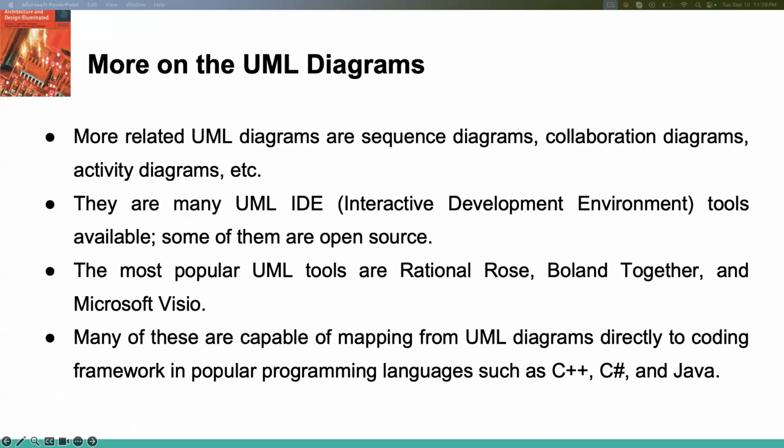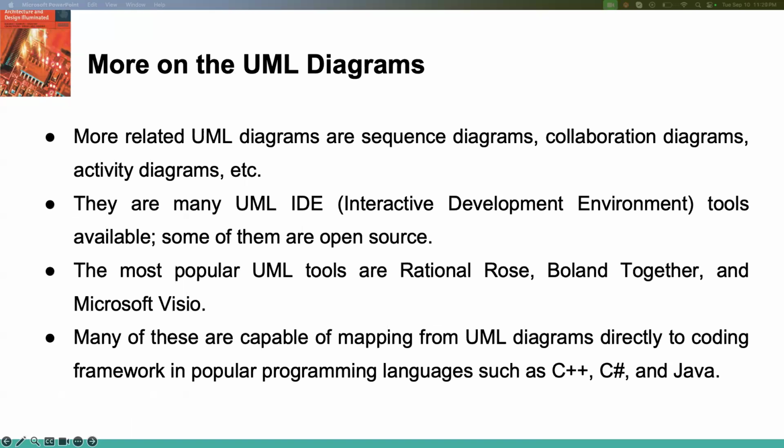Let's dig more into the UML diagrams. In addition to the structural and behavioral diagrams, UML offers several other important diagrams, such as sequence diagrams. These show the order of interaction between objects. Collaboration diagrams focus on the relationships and interactions between objects. And activity diagrams describe workflows and the flow of control in a system.